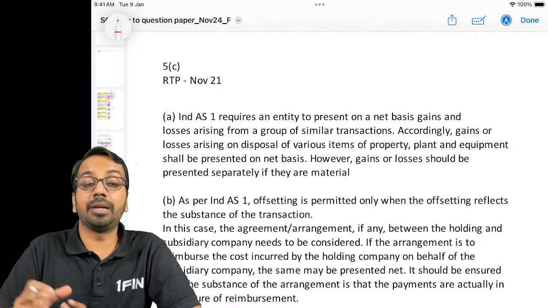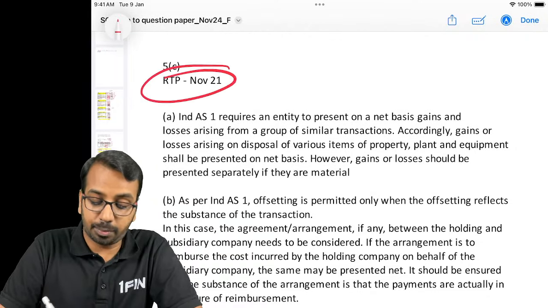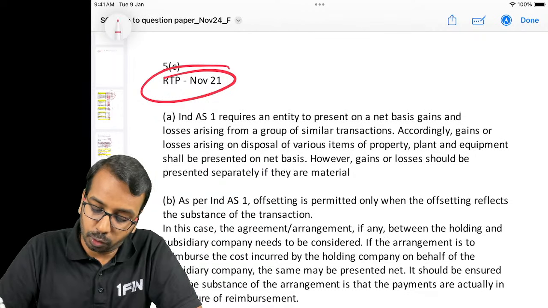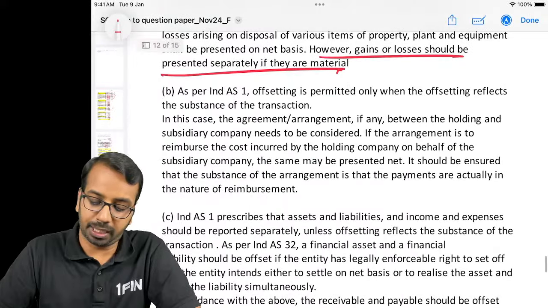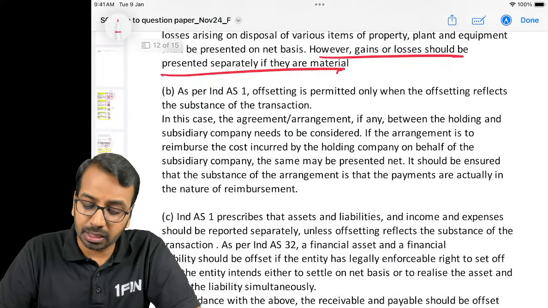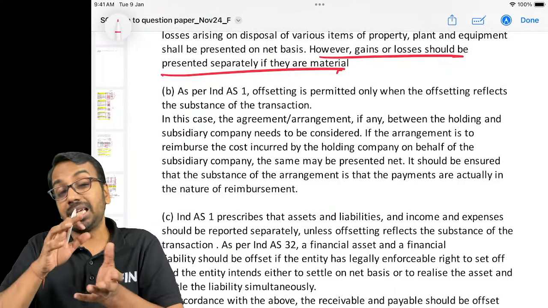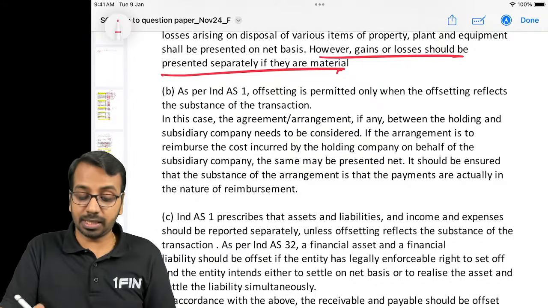The first one, can we offset the gain or loss? So this is actually from article number 21. Okay, so you can offset it, but if the gains or losses are material, they have to be disclosed separately. Then if there is an agreement between holding and subsidiary, if it pertains to reimbursement of expenses, you can offset it.